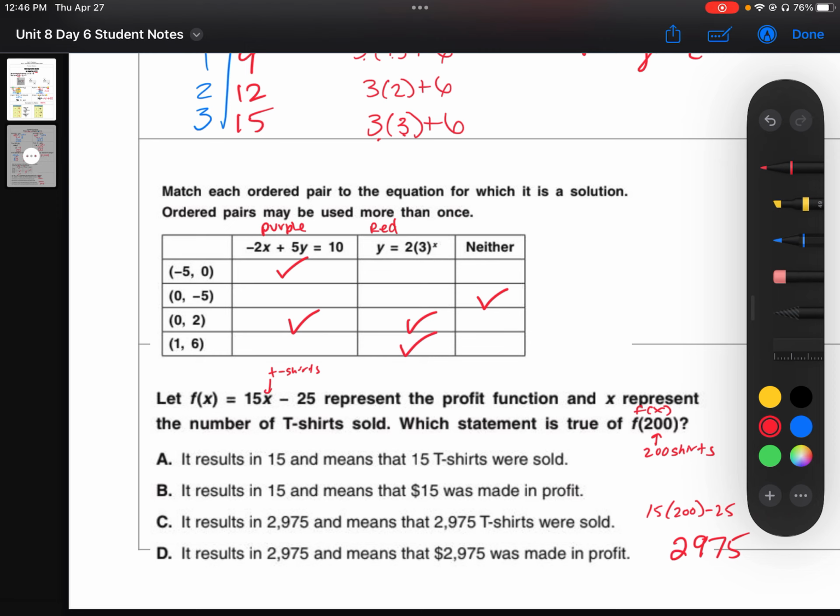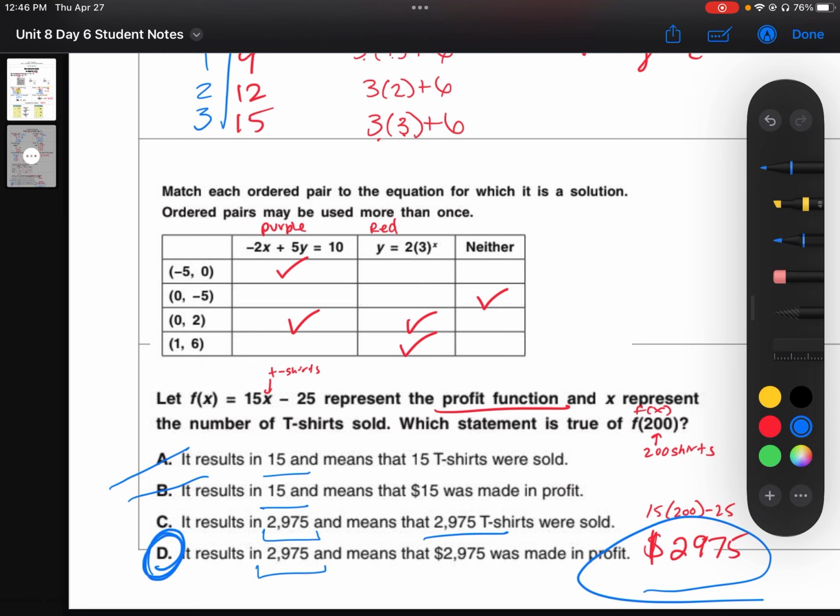2,975. Okay. So if this is a profit function, so this is money. When I sell 200 shirts, we make this much money. We make $2,975. So let's say it results in 15. No. It results in 2,975. Yes, which means that's how many shirts were sold. No. It results in 2,975, which means that's how much we made in profit. Yes.